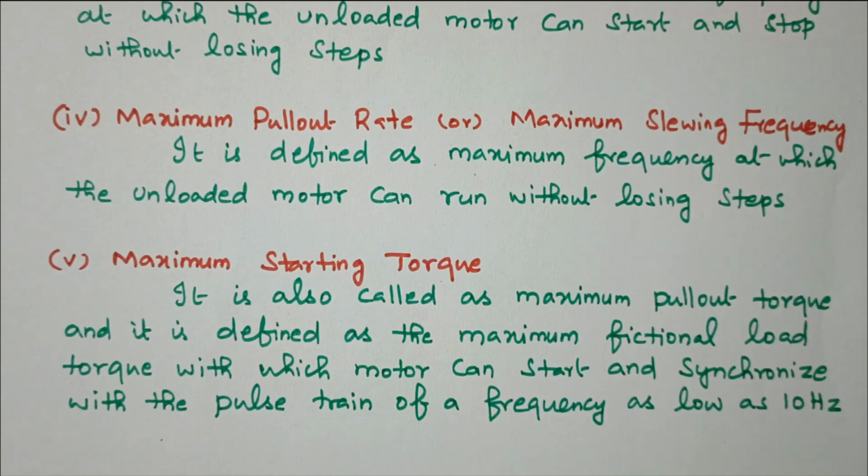So in this video we discussed the dynamic characteristics of a stepper motor. The two different curves available are pull-in and pull-out, based on three regions: pull-in region, pull-out region, and slew region. Then the corresponding torques are maximum torque and maximum starting torque. Similarly on the x-axis we have maximum starting frequency and maximum slewing frequency. We discussed all these parameters one by one.